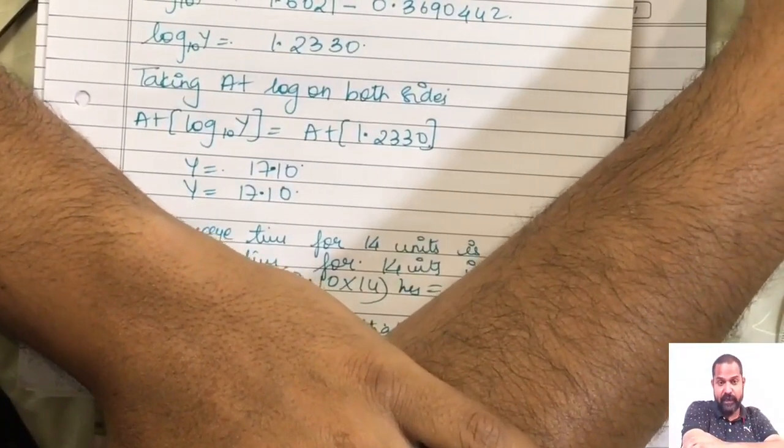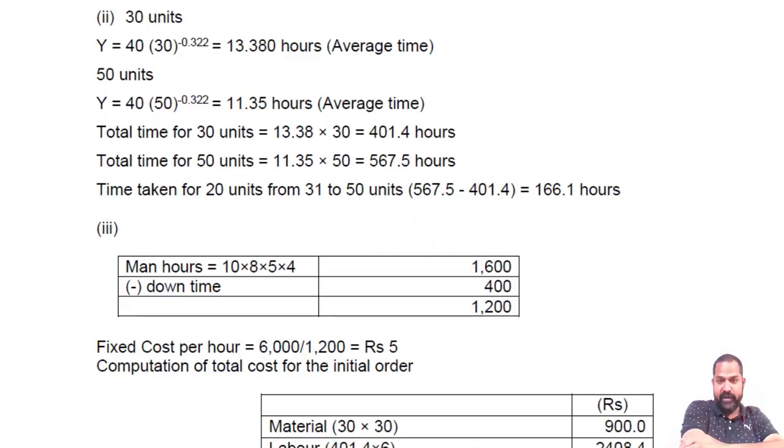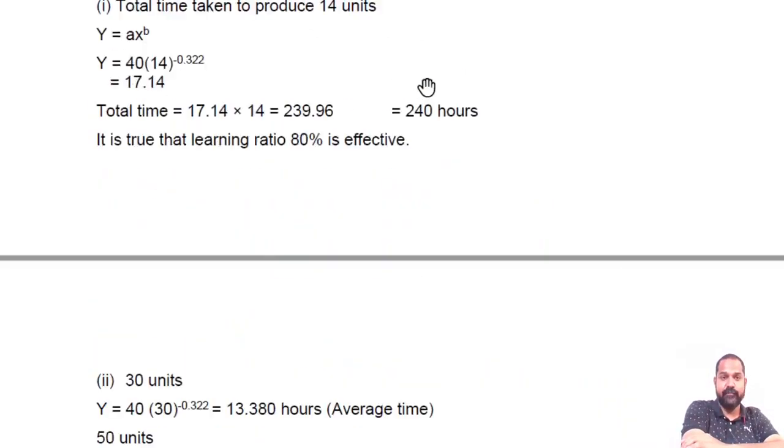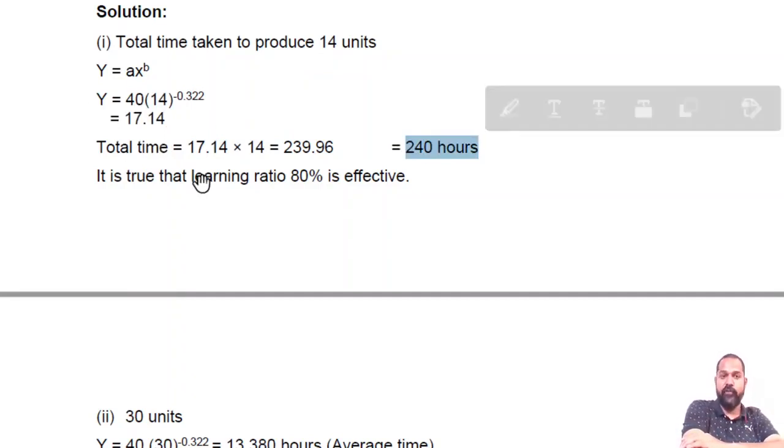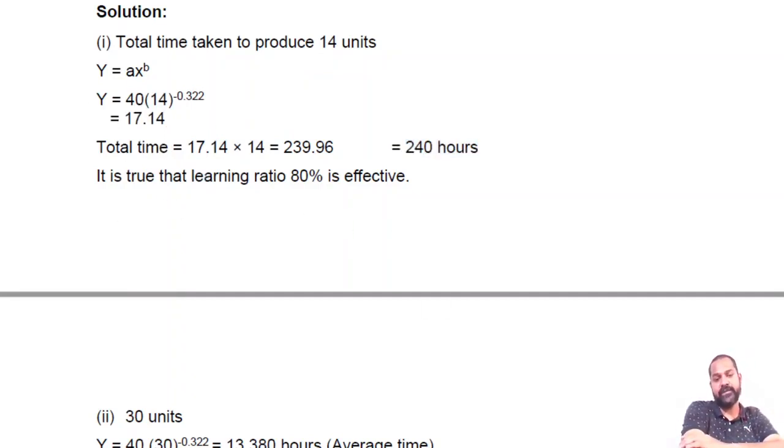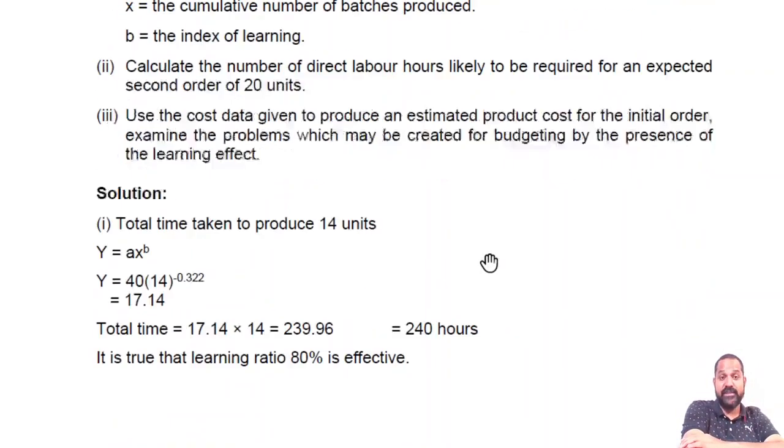Let's see how the material has done it. I told you they've done it in this way, but they've done it very wrongly. They've not used logs, which is not possible. You know what they've said? The total time for 14 units, assuming the learning curve. So they found the total time and they got 240. So if they got 240, it is true that the learning rate of 80% is effective. So the assumption that the learning rate is 80% is a correct assumption. But the way they have done it is wrong. Please don't follow that method, because you won't be able to do it in the exam anyway. Let's come to the second part of the question.